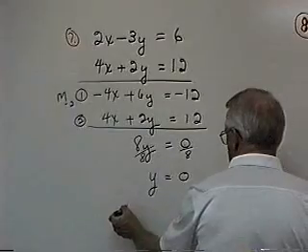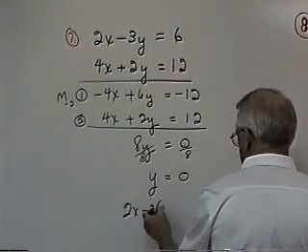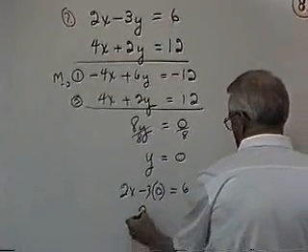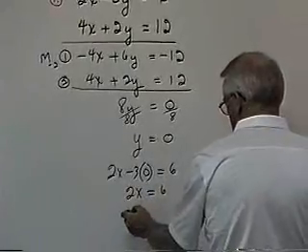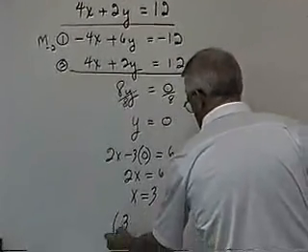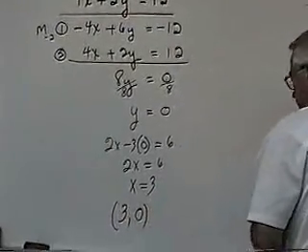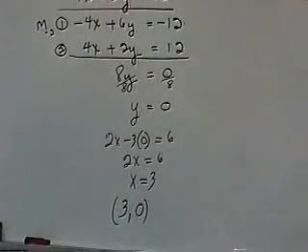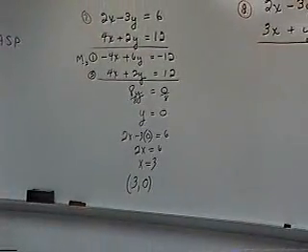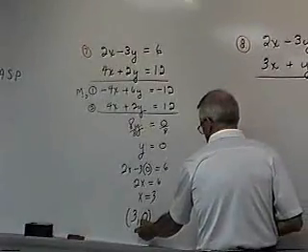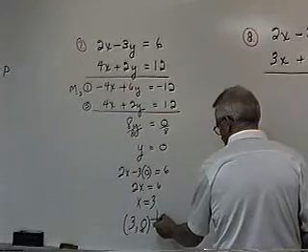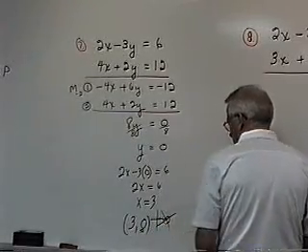So go back in the original problem, 2x minus 3, put the 0 where the y is equal to 6. So this time 0 is 0, so we get 2x is equal to 6. So x is equal to 3. So the solution set is x is 3, y is 0. Now all that means is that the solution is on the x-axis. In other words, graphically, it just means over here x is 1, 2, 3, 0. So these lines intersect on the x-axis.